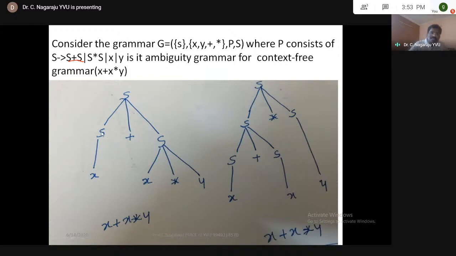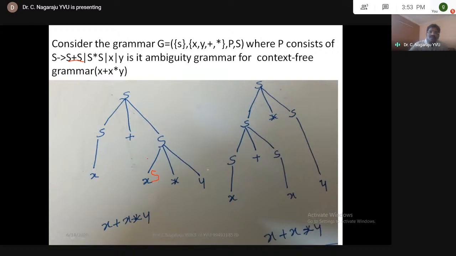Here S is replaced with the non-terminal production X. After that, X star Y is there. X star Y means we are selecting another S star S. Then S is replaced with S star S, but I did not write it. So then you can write it like this, for example.